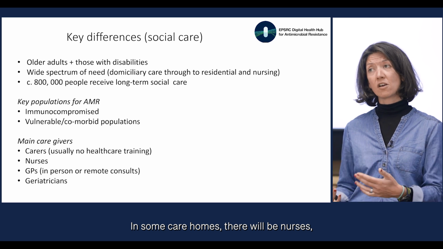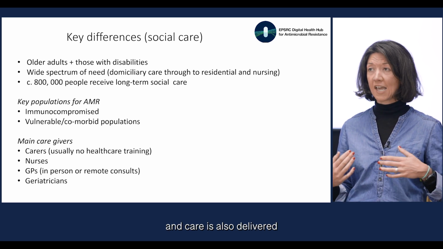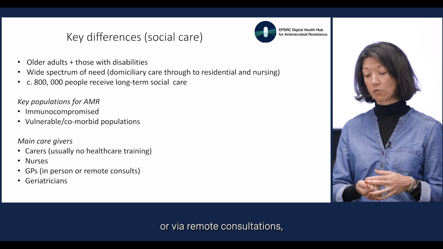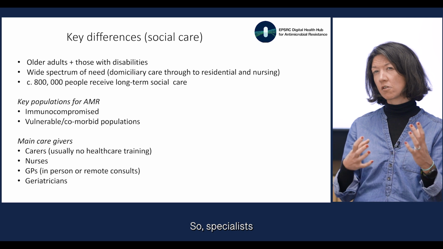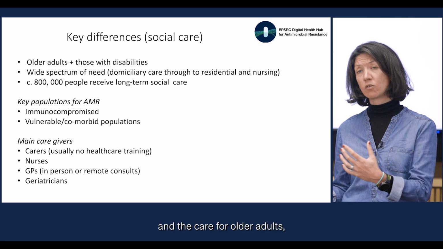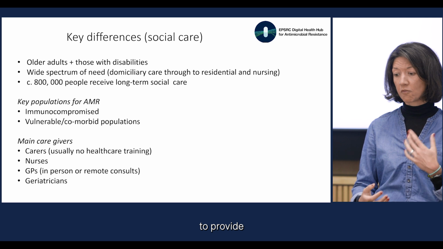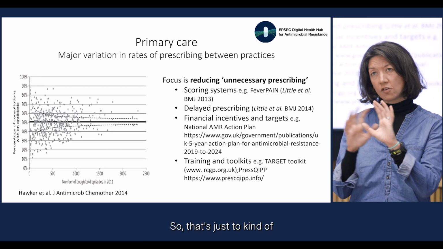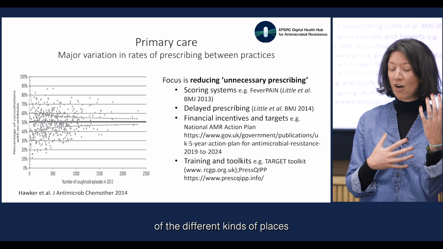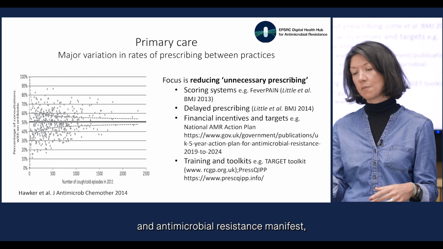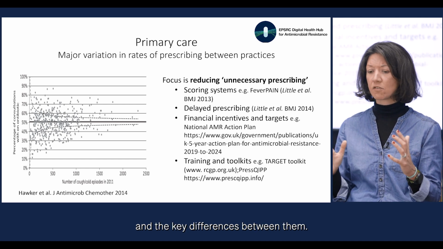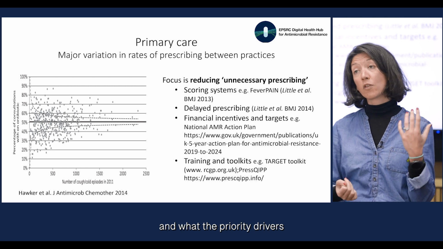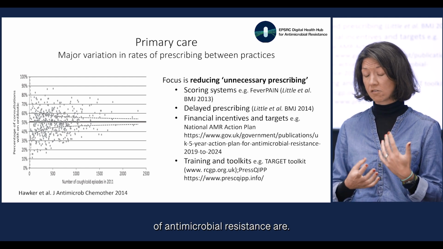In some care homes, there will be nurses in the nursing homes, and care is also delivered in these settings by GPs who may come in person or via remote consultations, and also from geriatricians, so specialists in secondary care and the care for older adults who then come into the care home to provide more tailored care for individuals. So that's just to give you a quick overview of the different kinds of places in which infections and antimicrobial resistance manifest and the key differences between them. And now what I'm going to do is talk a bit about each of those settings and what the priority drivers of antimicrobial resistance are.